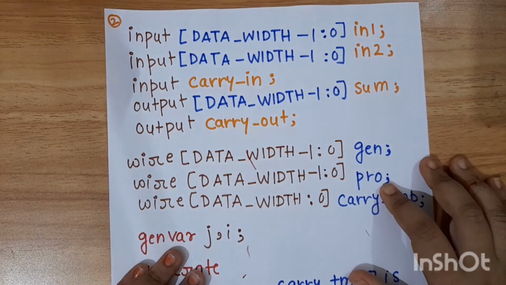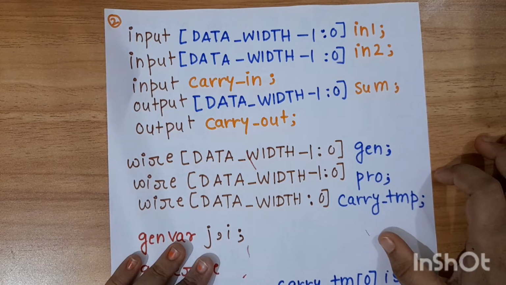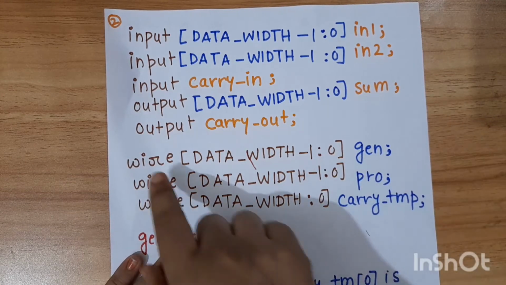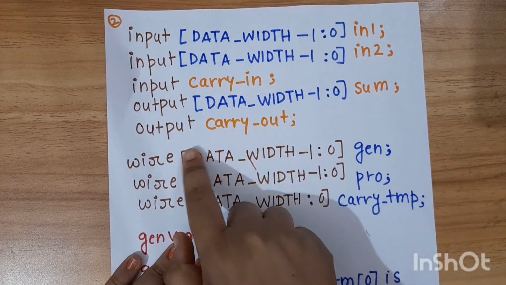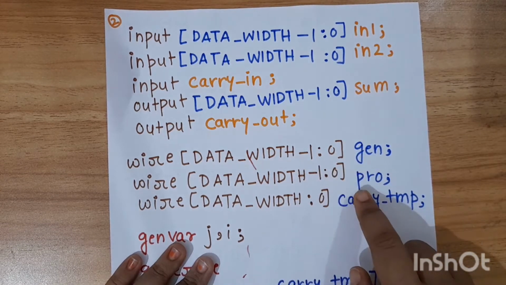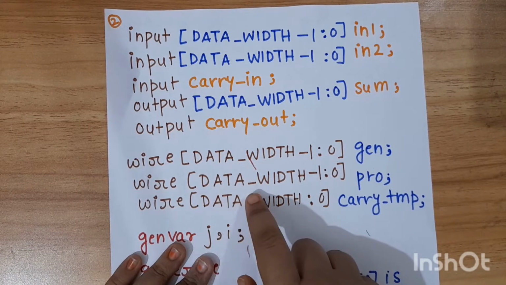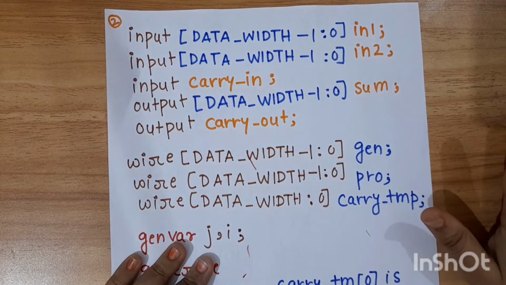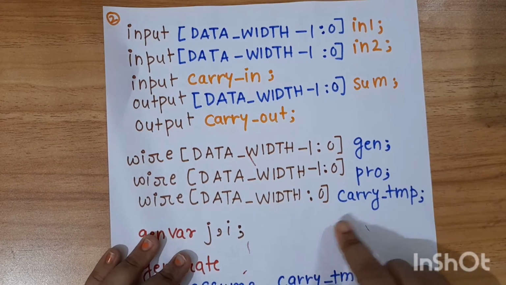Now we are declaring the wires, gen and pro. What are these? We spoke about the generate carry and propagate carry. I am declaring them as wires. The width of the generate carry gen is [data_width-1:0], and the propagate carry also is of width [data_width-1:0]. Actually the data width of in1 and in2 would be the same as gen and pro, the generate carry and propagate carry.